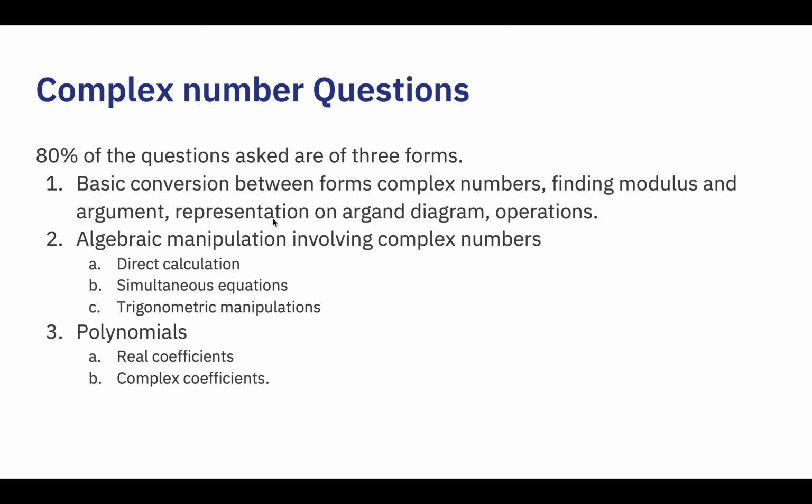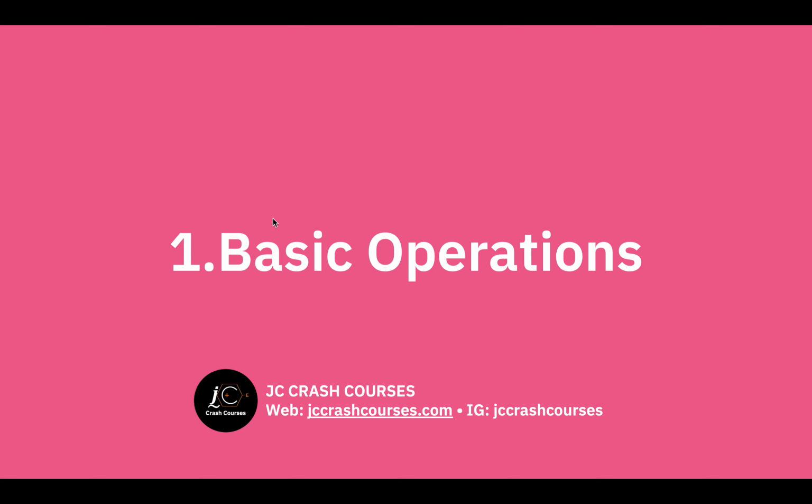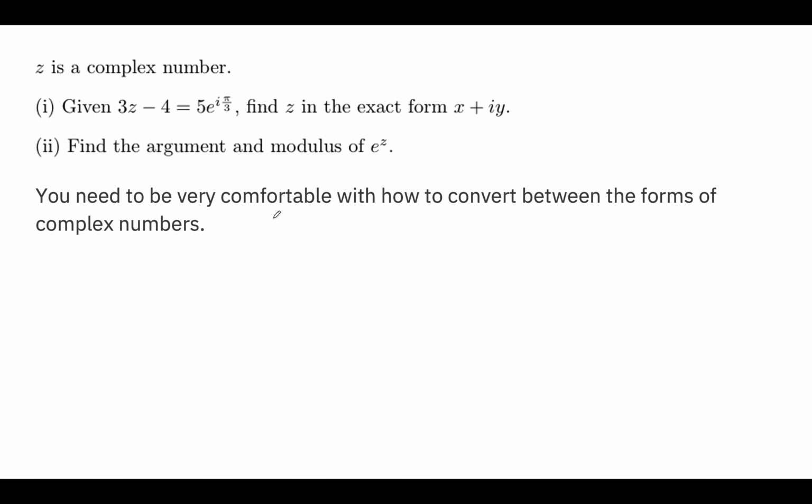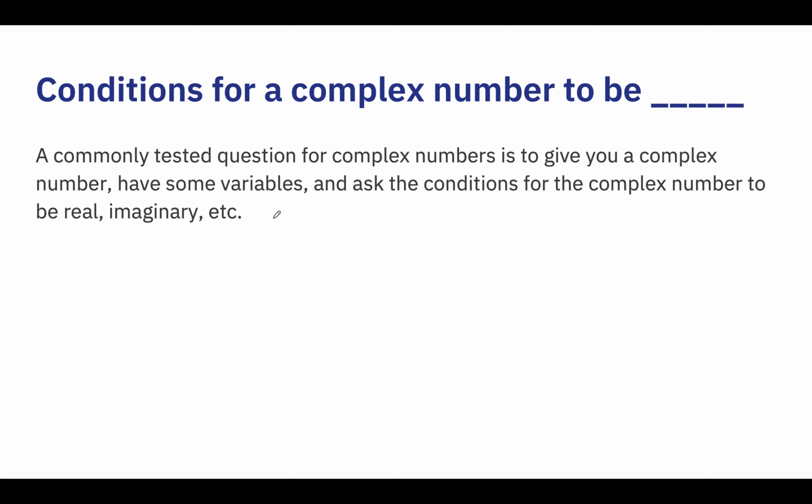Alright, so we're going to dive right in to the first type of question on basic operations. Okay, so given 3z minus 4, where z is a complex number, equals 5e to the power of i times pi over 3, find z in the exact form x plus iy. And part 2 asks us to find the argument and modulus of e to the power of z. Right, so to do these types of questions, you need to be very comfortable with how to convert between the different forms: rectangular form, polar form, and exponential form of complex numbers.